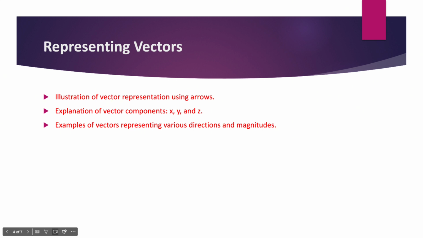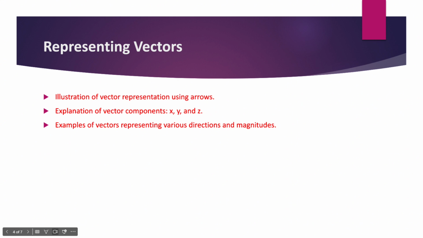Number 2. Vector components. The x component represents the magnitude of the vector in the horizontal direction, usually along the x-axis. The y component represents the magnitude in the vertical direction, usually along the y-axis. The z component represents the magnitude in the depth direction, usually along the z-axis. This is applicable in three-dimensional space.